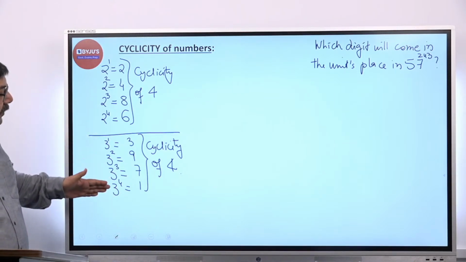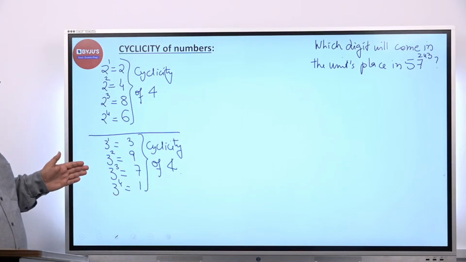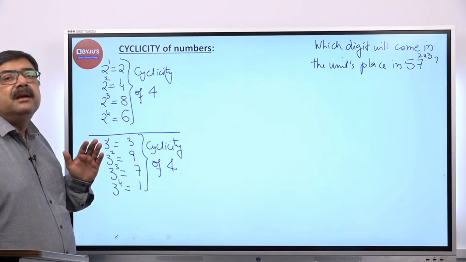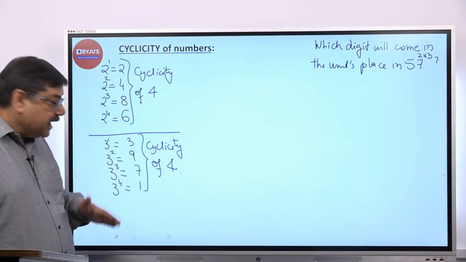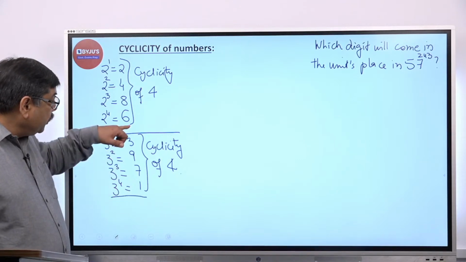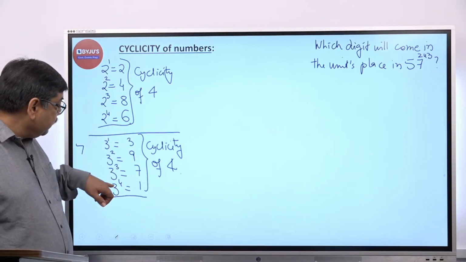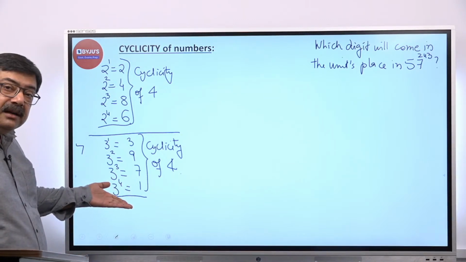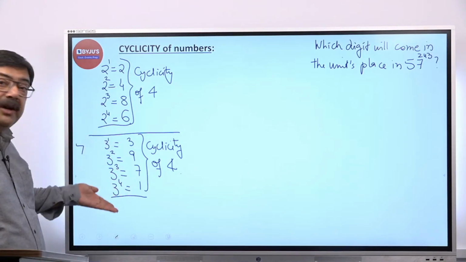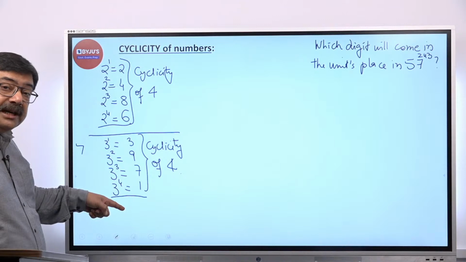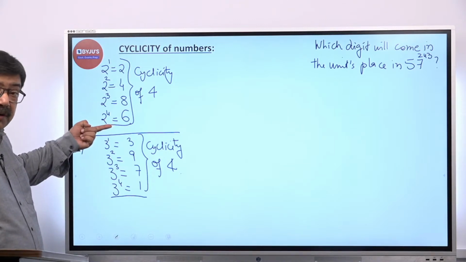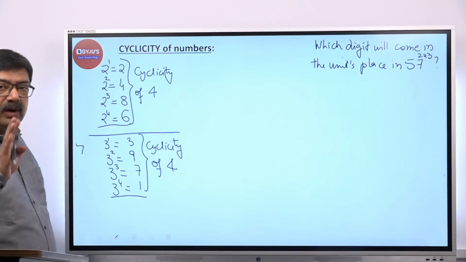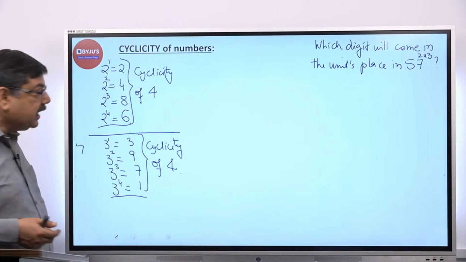So 3 power 1, 2, 3, 4: 3, 9, 7, 1. 3 power 5, 6, 7, 8: 3, 9, 7, 1. 3 power 9, 10, 11, 12: 3, 9, 7, 1. This will keep on repeating. And here it is ending at 1. For 2, it is ending at 6. For 3, it is ending in 1. What do I mean by ending in 1? The last power in this group has 1 in the units place. The last power in this group for 2 has 6 in the units place. Now this also has a significance, what I am telling you. So later I would tell you about it.